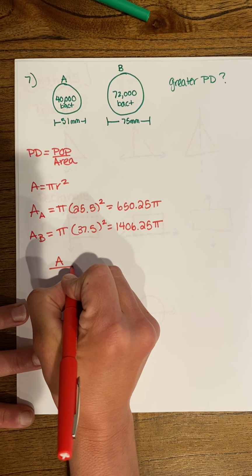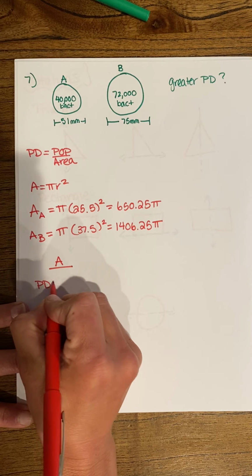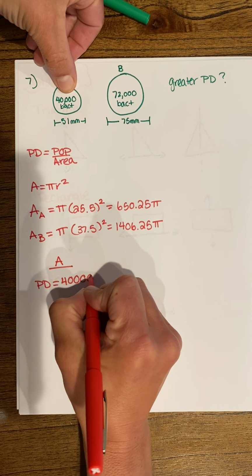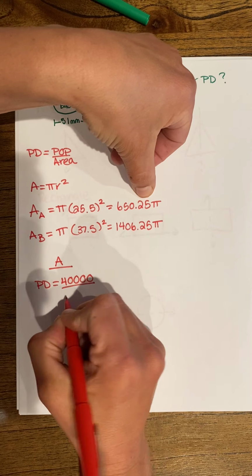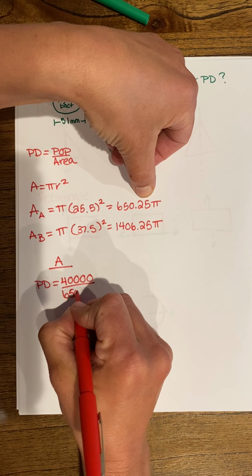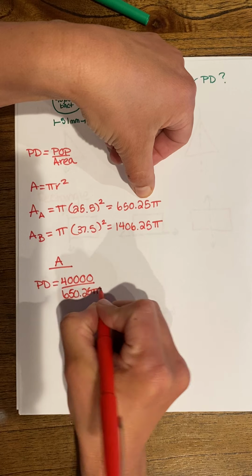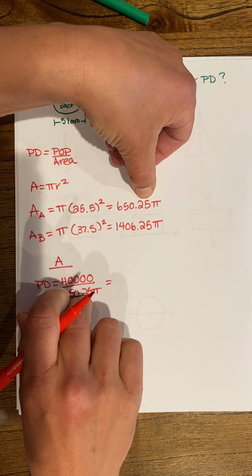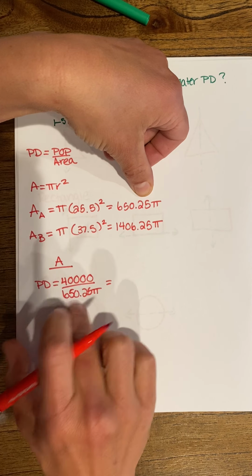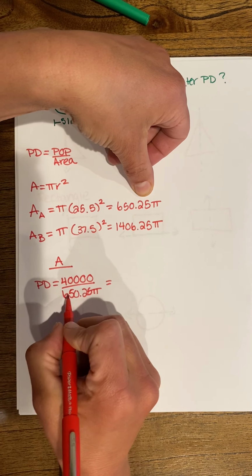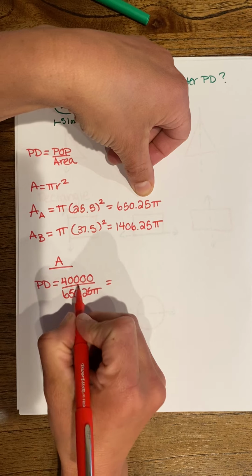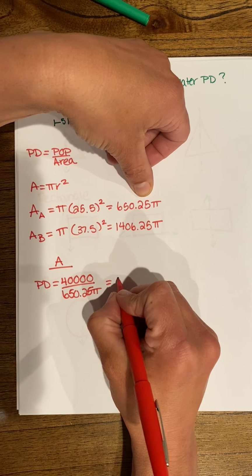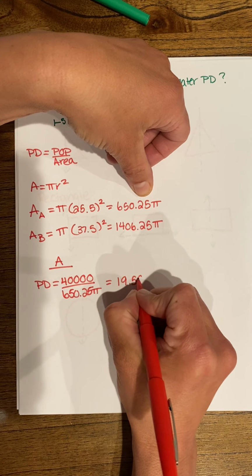Okay, so for A, the population density is going to be the population of A, which is 40,000, divided by the area of A, which is 650.25 pi. Now remember, if you want to type this all into your calculator at once, make sure you use N over D. If you want to use the divide symbol, you do have to put this 650.25 in parentheses, otherwise it's not going to divide it correctly. Okay, so here you get 19.58.